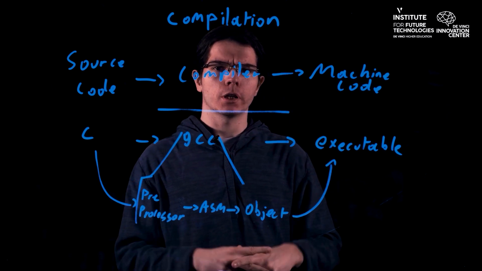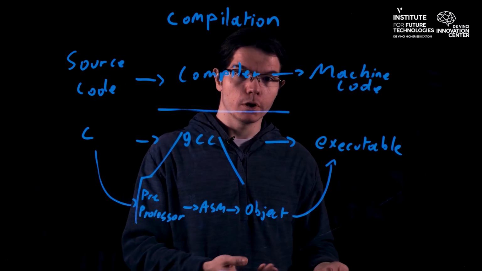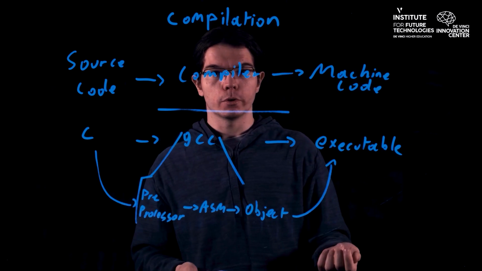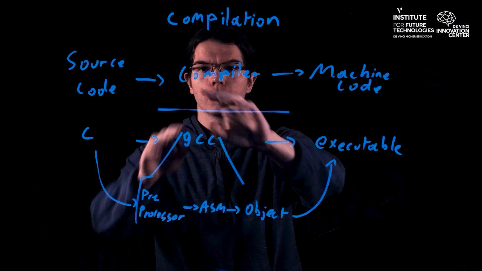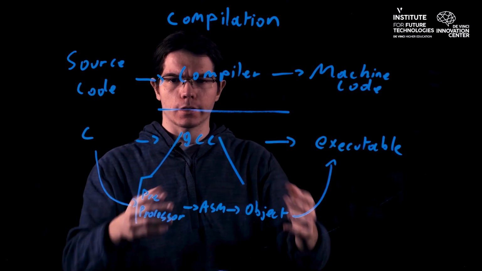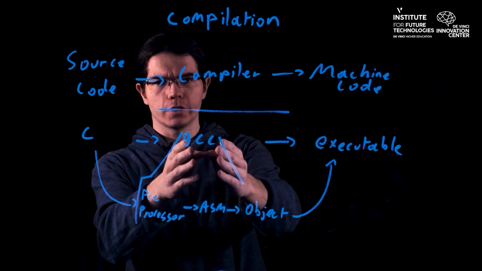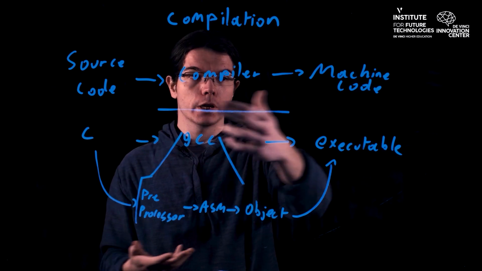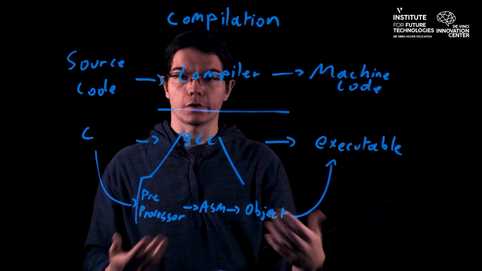So in order for the machine to understand what you want it to do, you actually have to go through a process called compilation. And the tool you will use to do that is called the compiler. So that's the general way to do that. For us in the C class, we are going to use a compiler called GCC. And GCC will do just that. It will take your C source code and output a machine code executable.